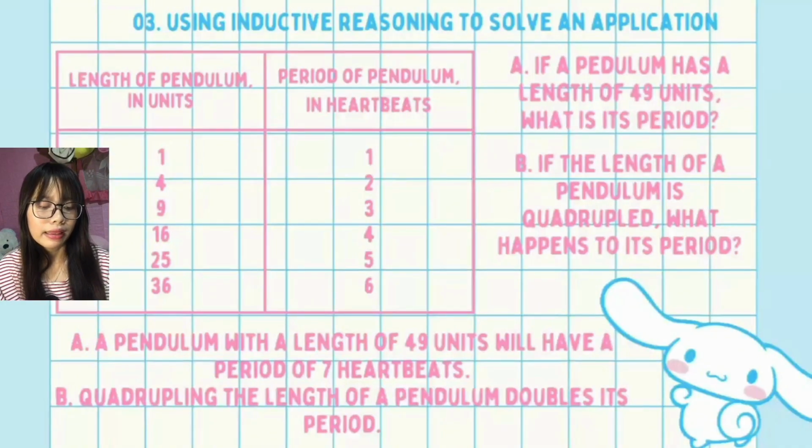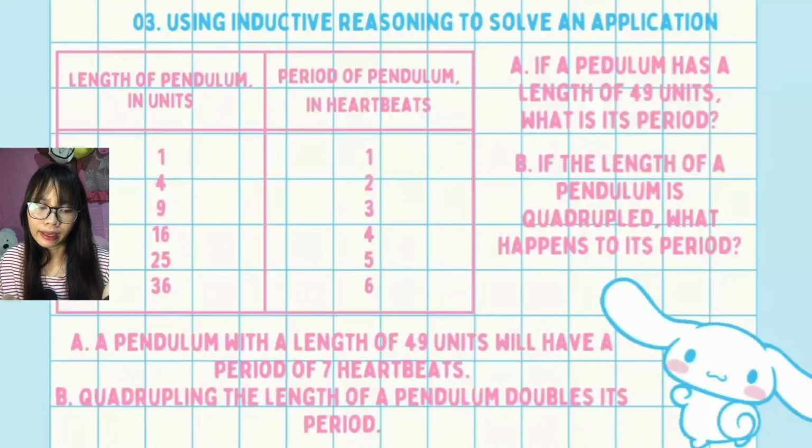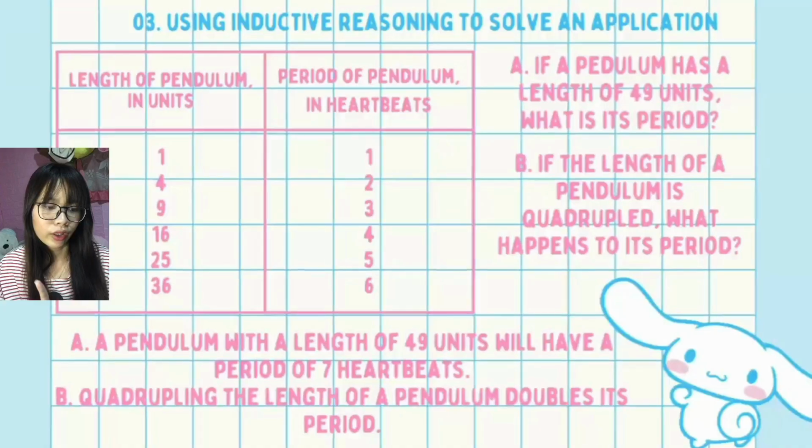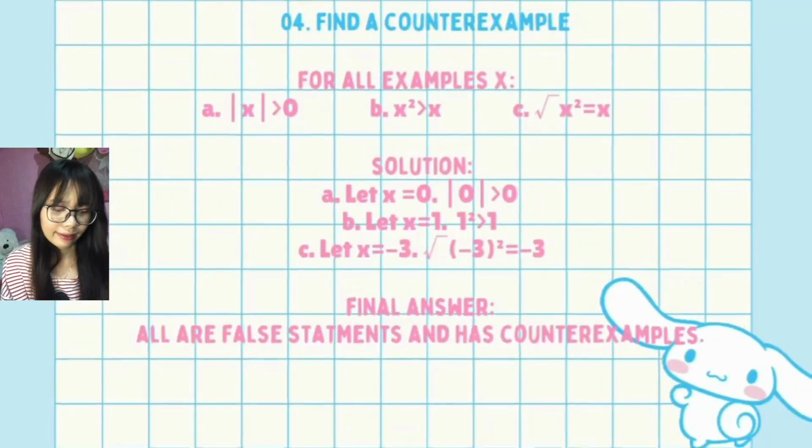Sa letter B naman, if the length of a pendulum is quadrupled, what happens to its period? So, sa table, ang pendulum with the length of 4 units has twice the period of the pendulum with a length of 1 unit. So, a pendulum with a length of 16 units has a period that is twice that of a pendulum with a length of 4 units. So dito naman, it appears that quadrupling the length of a pendulum doubles its period. Nagdodoble lang siya. So yun yung conjecture natin.